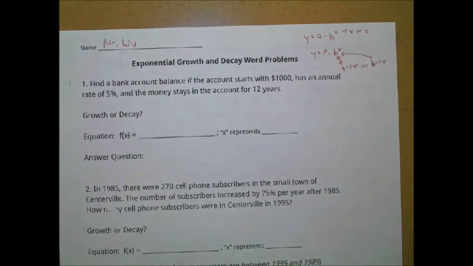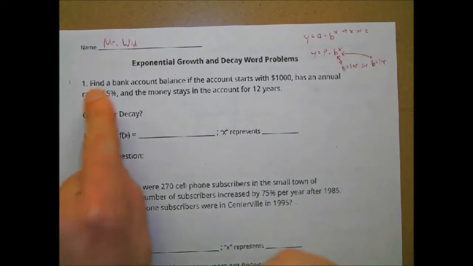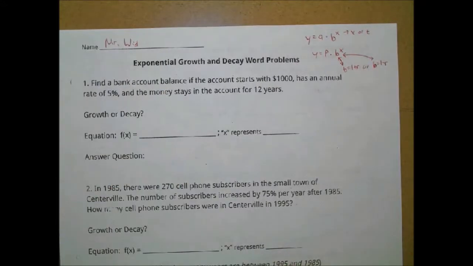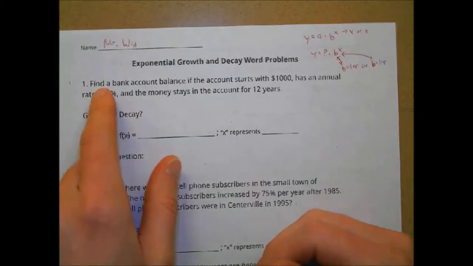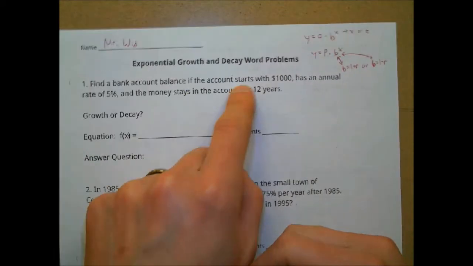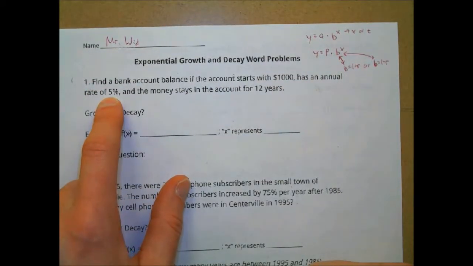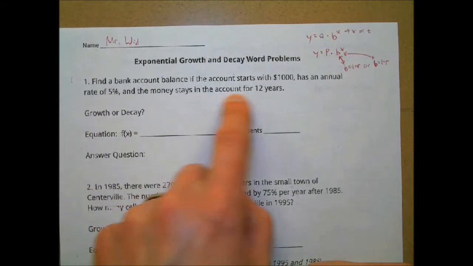Let's take a look at number 1. See what we think. So number 1, we're going to find a bank account balance. And this is true, and this is like a simple way of calculating how interest works. But this is relatively true. So find a bank account balance if the account starts with $1,000, has an annual rate of 5%, it's the interest rate, and the money stays in the account for 12 years.